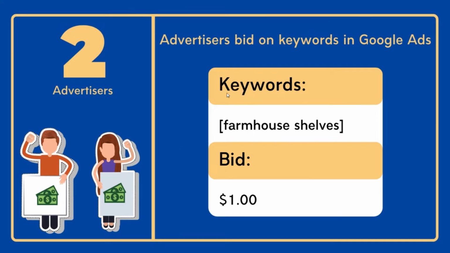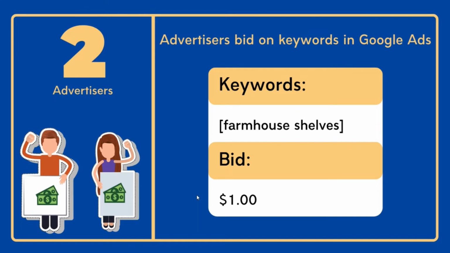Let's get started here. You start with the customer and the searcher. The customer searches keywords in Google, so they come to Google, they type in a keyword. The example I'm gonna be using for this video today is, let's just say someone goes to Google, they want to find new farmhouse shelves for their homes. So they come here, they search farmhouse shelves, and they click on Google search.